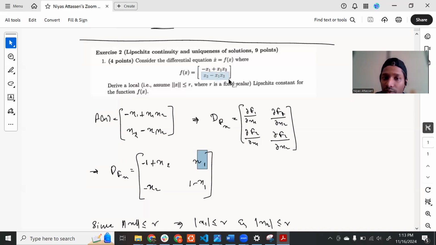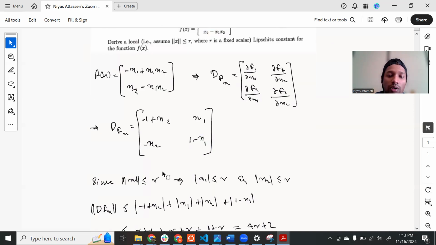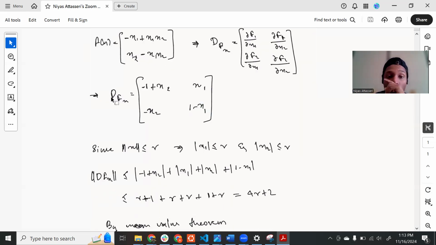Now, similarly, if you differentiate f2 with respect to x1, this is 0, and this one will become minus x2. So you have minus x2 here. And then when you differentiate this one with respect to x2, x2 differentiated with x2 is 1, so we get 1 minus x1. Now, the next thing is to take the norm of this one.